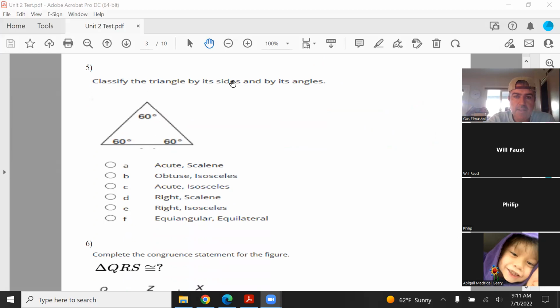For 5. Yeah, that's equal angle, equilateral. I don't think anyone missed that one. That's F.